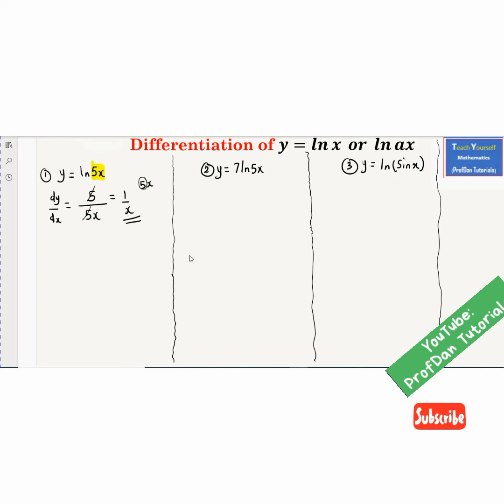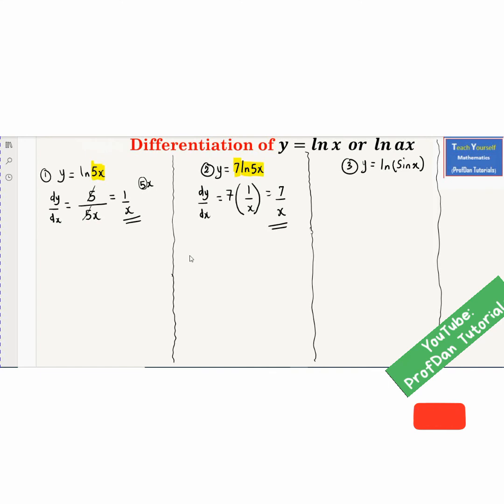So for question 2, let's see. My dy/dx is going to be, if you look at this, you see that there is 7, which is a coefficient to the whole of ln 5x. So the 7 will still be there. So you have the 7 left. Now your focus is on the differentiation of ln 5x. When you differentiate ln 5x, what do you get? You get 1 over x. So at the end of the day, your answer is 7 over x.